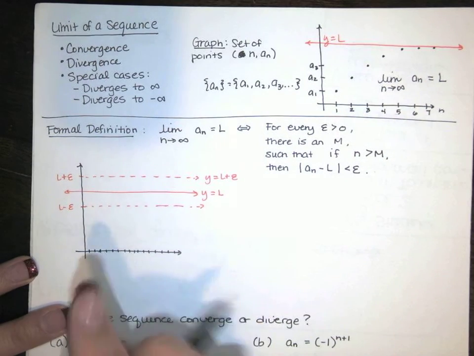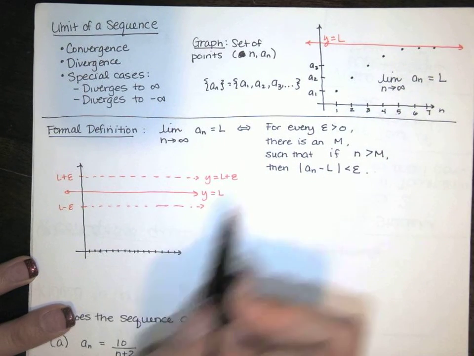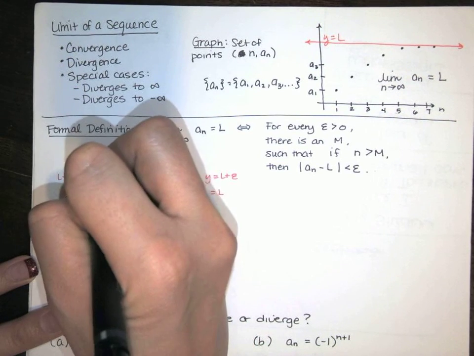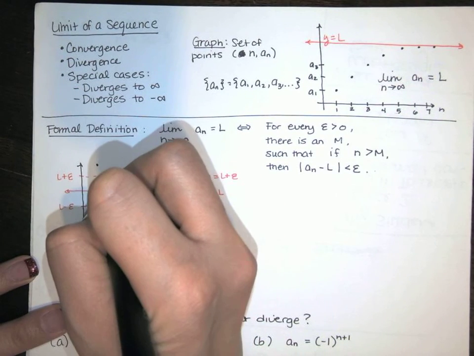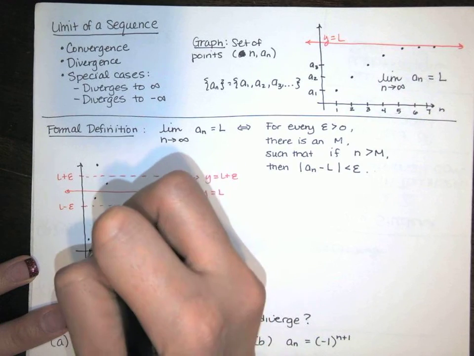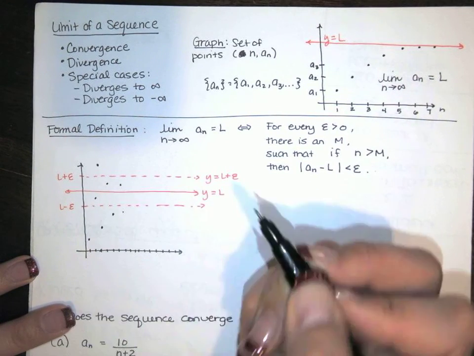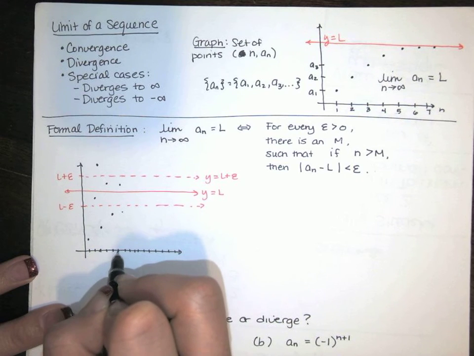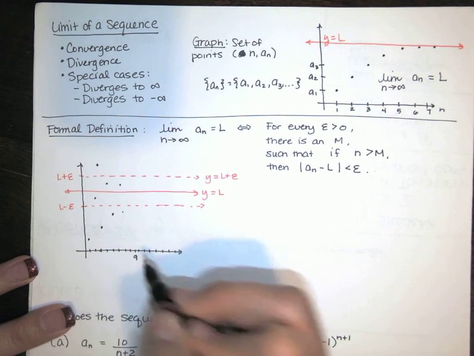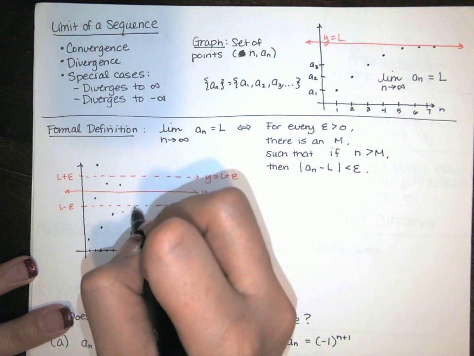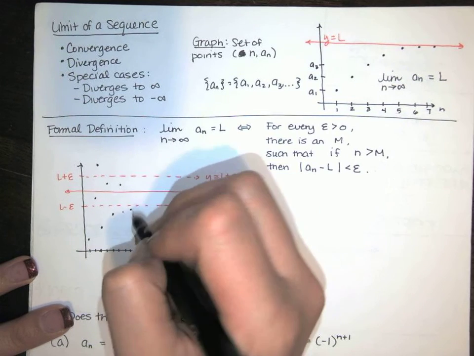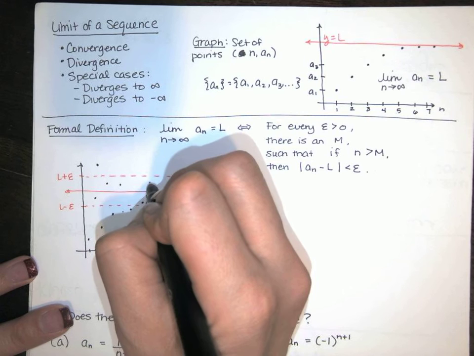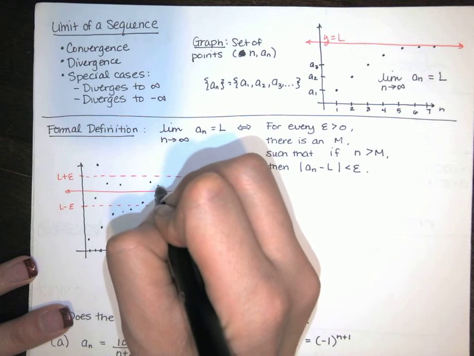Now, what this says is eventually. Maybe at the beginning, your a sub n's are all over the place. Sometimes they're in between, sometimes they're not. But eventually, maybe after n equals 9, all of the values are in between these two lines. Maybe it looks like this.